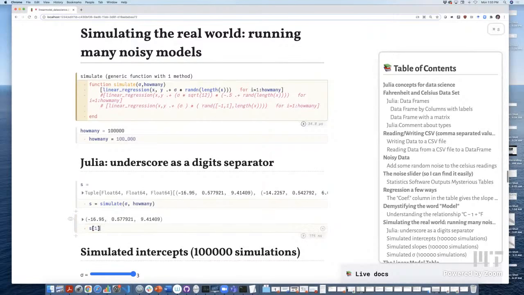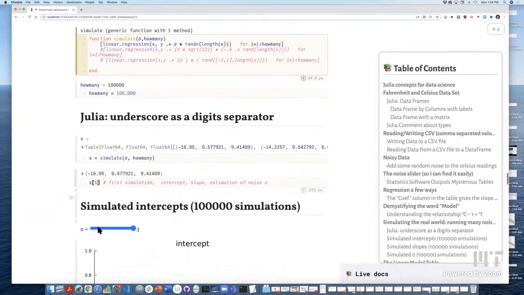I'm just going to remind you that this is the first simulation, and we're going to get the intercept, the slope, and the estimation of the noise, the noise sigma, right? Every one of these is going to do this. I'm going to do this 100,000 times. Here's the second one, here's the third one. And I'm going to plot this. Let's do this for different sigmas just to see what happens.